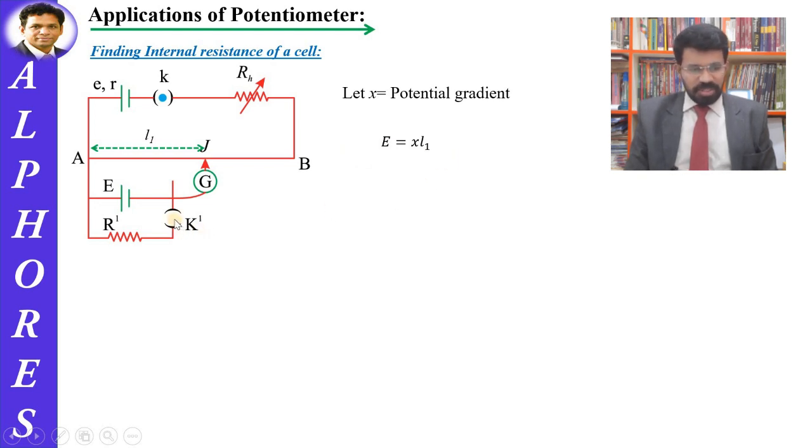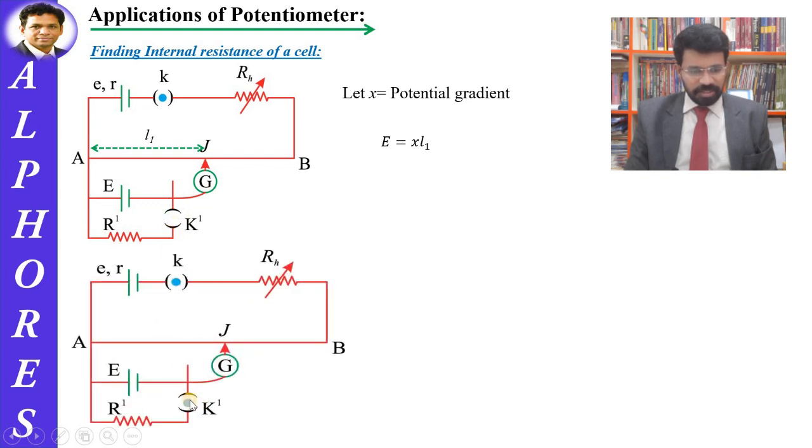Similarly, now what I'm going to do is close the key here. When I close the key here, this R1 or R dash resistance is also taken into the circuit. Now this R1, when it is connected to this cell, what happens? It starts drawing current from the cell. At that time, whatever potential difference is present across the electrodes of the cell, that potential difference is called terminal potential difference. We have just now seen that.